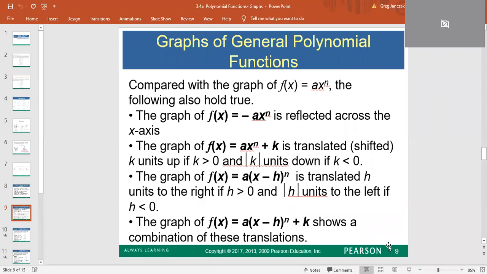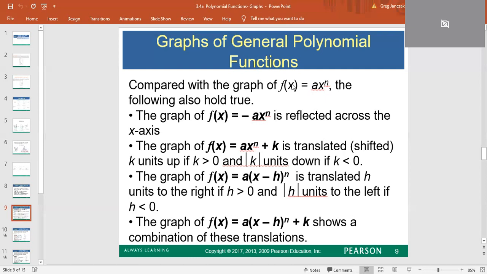Okay. Now, the next slide, you've got the graph of f of x, and you're going to put in here parentheses x minus h is translated h units to the right when h is positive and h units to the left when h is negative. So inside parentheses, it's going to shift it right or left, but it's going to be opposite of the sign. So let's see what that looks like.